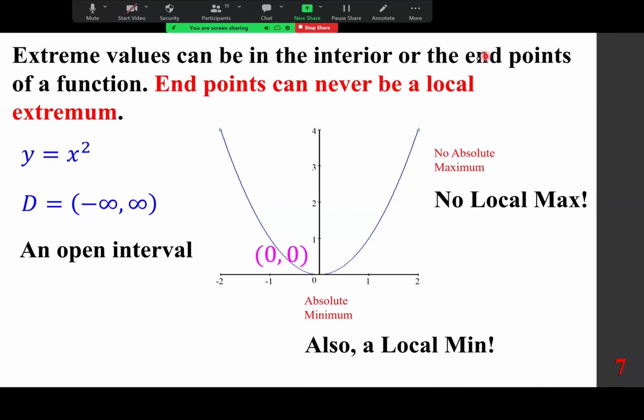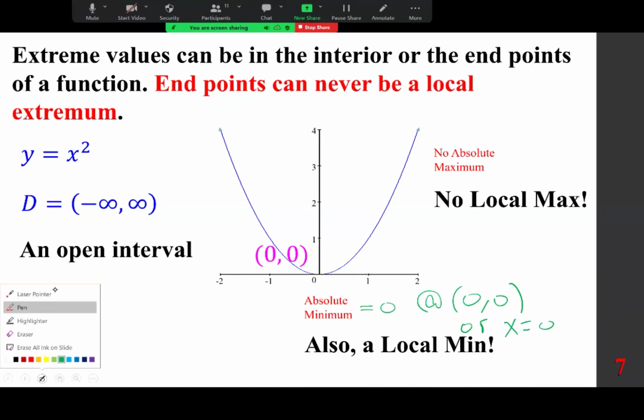As far as the writing is concerned, for this one, the minimum is equal to the y coordinate. So one might write this is equal to 0 at, then you can write the pair, or x equals 0. Depends on how they want to write it. Sometimes they want the pair, sometimes they just want x, sometimes they just want the value of the absolute or local minimum or maximum, which is the y coordinate of the function.